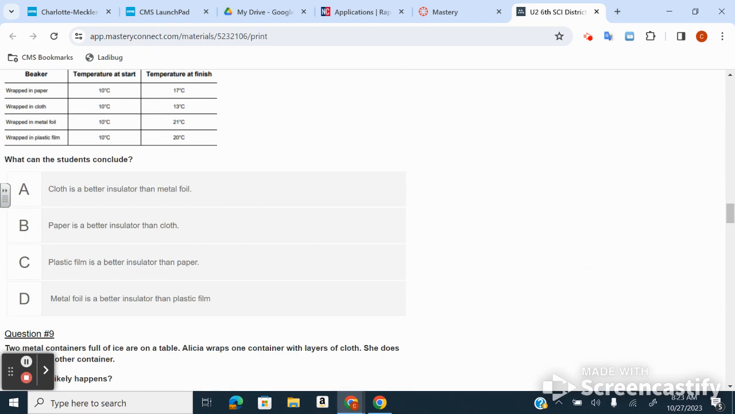A, cloth is a better insulator than metal foil. B, paper is a better insulator than cloth. C, plastic film is a better insulator than paper. Or D, metal foil is a better insulator than plastic film.